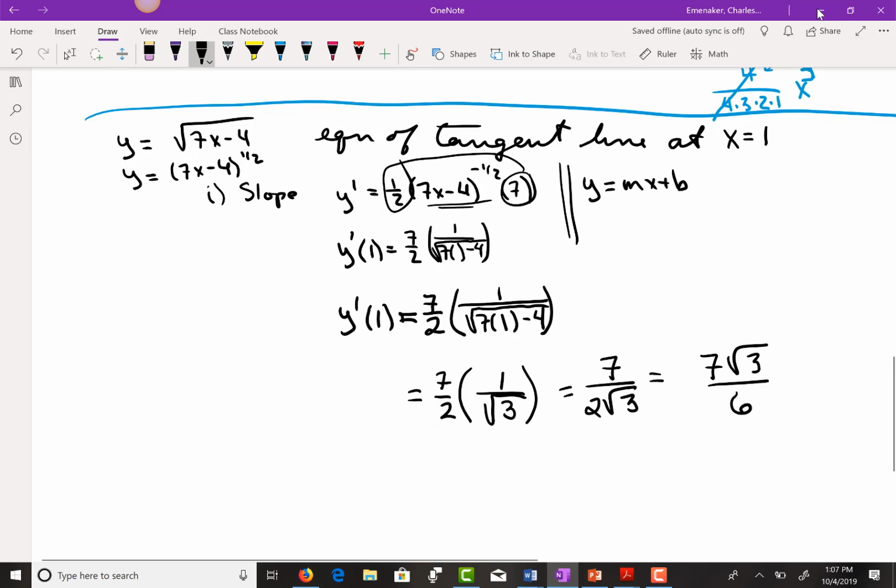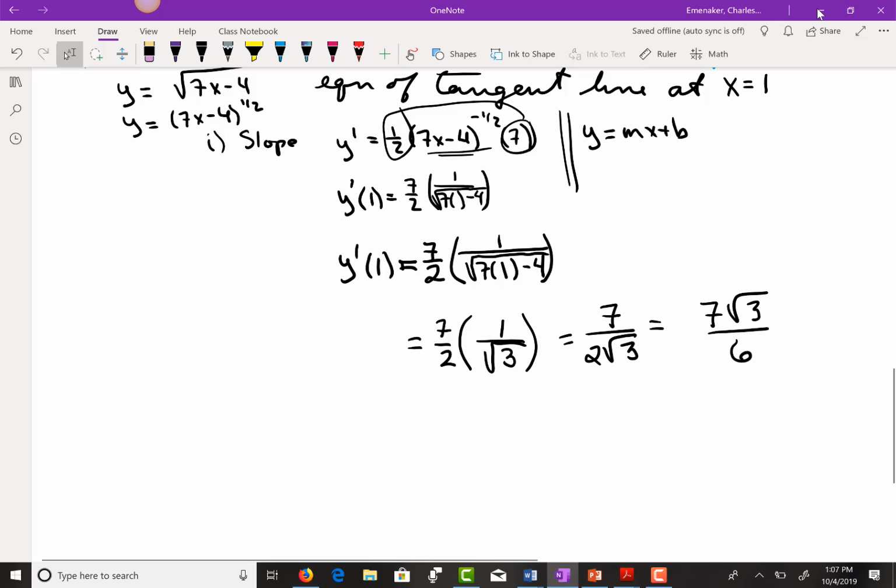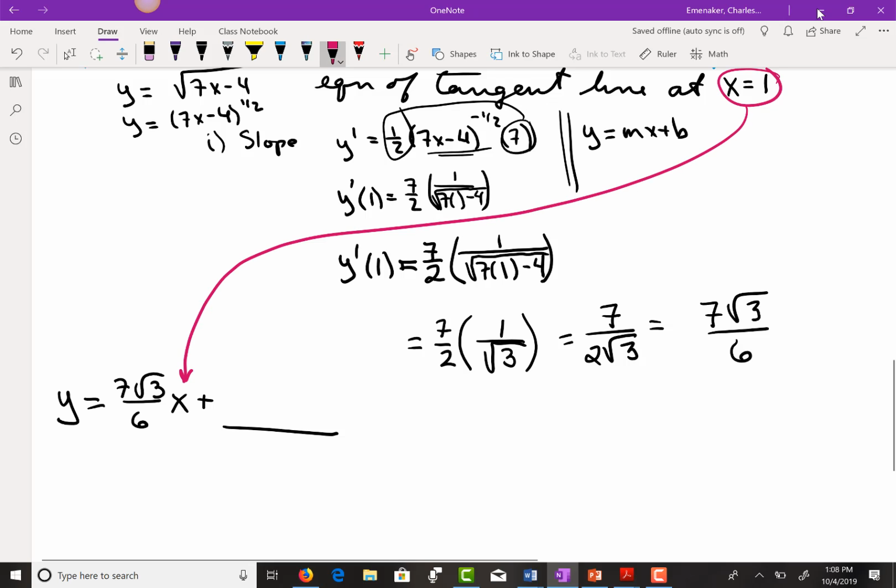Okay, so this gives us part of the information that we need. So we're going to have in our equation y equals 7 square root 3 over 6x plus whatever the value of b equals. We've got to solve for b. How are you going to solve for b? Okay, we got to plug something in. We know our x value is 1. So what we can do in solving for b is we can take this value and plug it in for x. We need the value for y. How are we going to get a value for y?